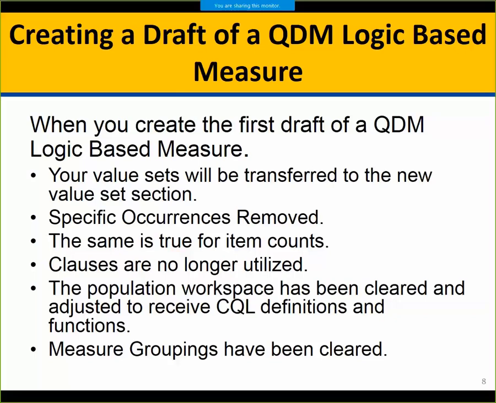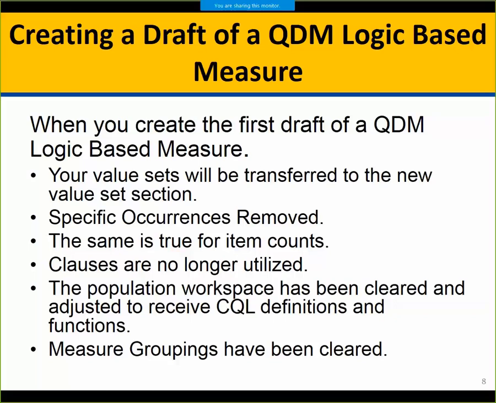When you create the first draft of a measure that was written prior to the change to CQL, a few things will occur. Your value sets will be transferred to the new value set section. However, since CQL handles them differently, they will no longer be connected to a data type. And if you have the same value set paired to different data types in your data elements section, only one instance of that value set will be transferred.